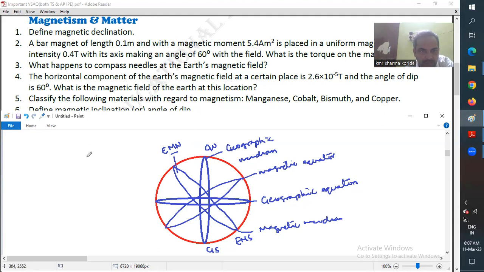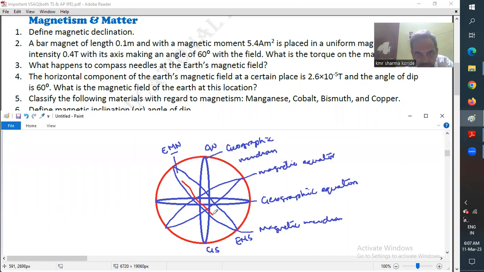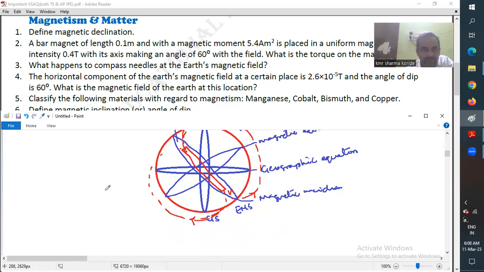Suppose a bar magnet is suspended. Earth behaves like a bar magnet suspended. So the south of the bar magnet aligns at the earth magnetic north, whereas the north will be here. These are the magnetic lines of force, which start from the North Pole and end at the South Pole. Now let us try to get the definitions of the first question.